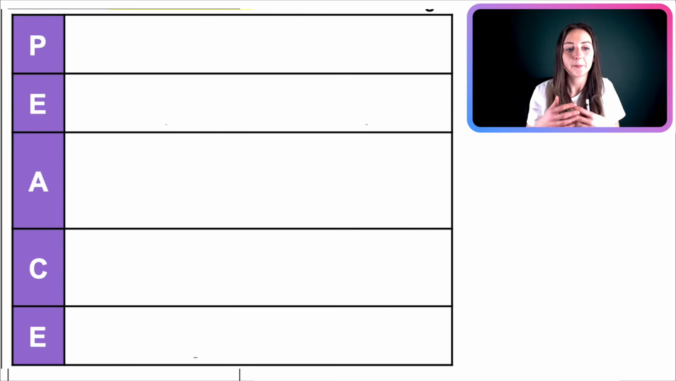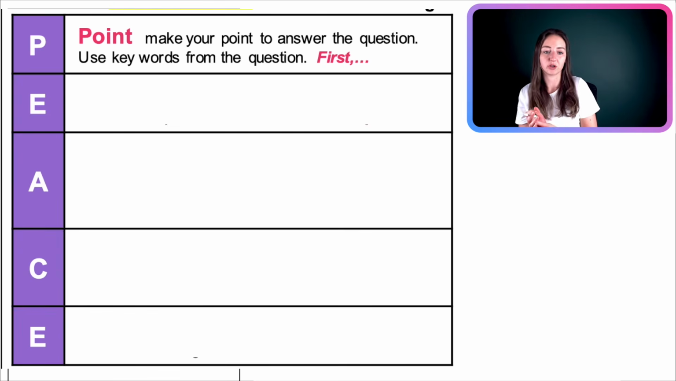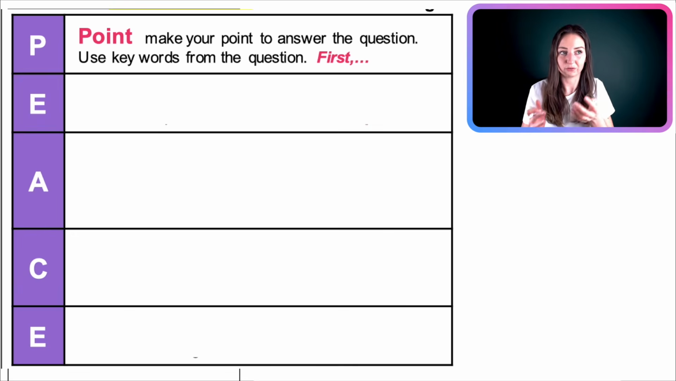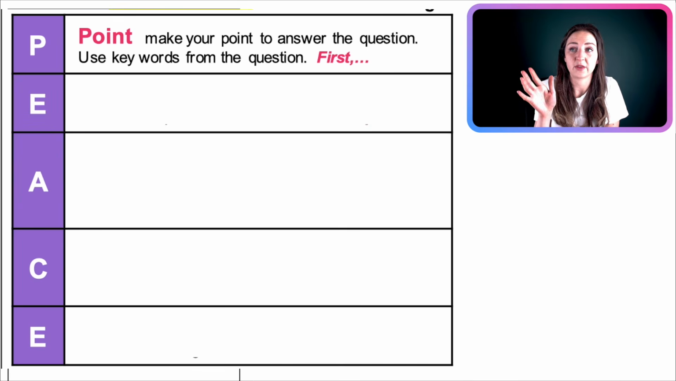So PEA, like PEEL if you use that: P is your point, so you make your point to answer the question and you use the keywords of the question. To show the examiner that you are answering the question, it's really useful to use part of the question to do that. So you just reword the question. The biggest mistake is when people veer off and don't actually answer the question. They just go off, and then you get limited to half marks because you don't get past level 2.